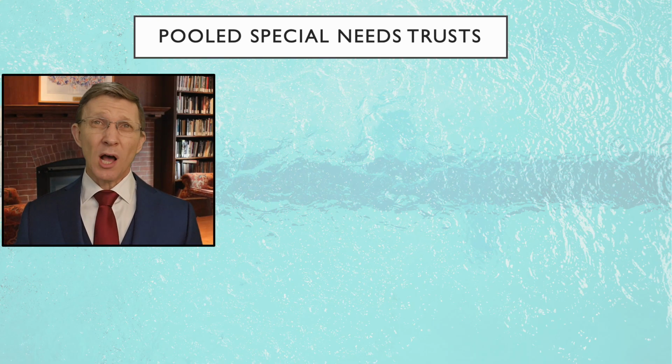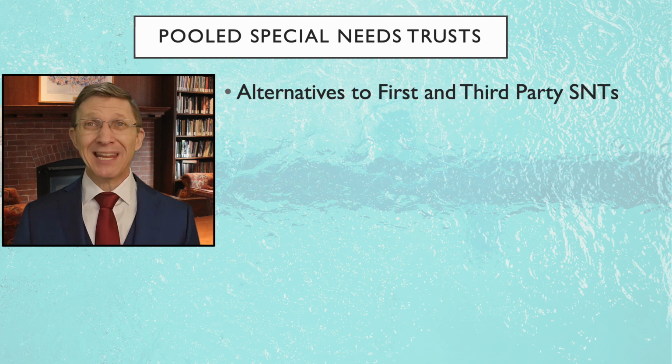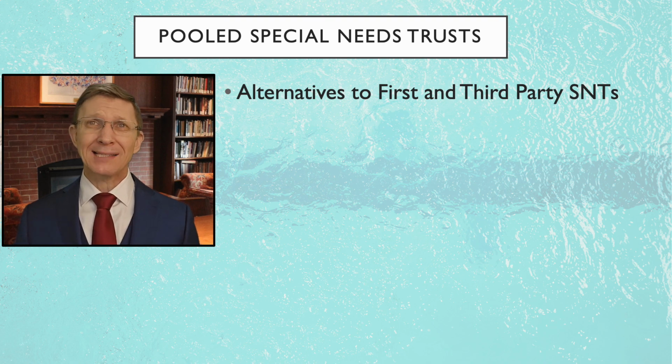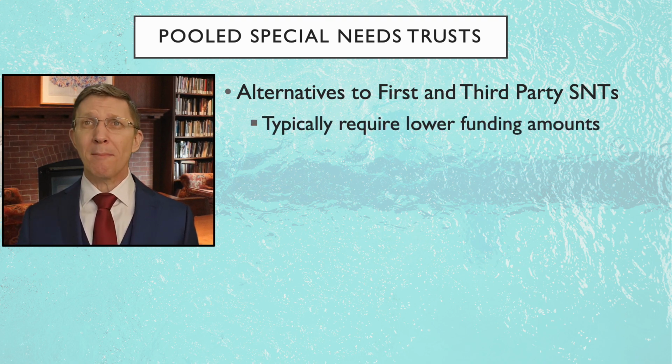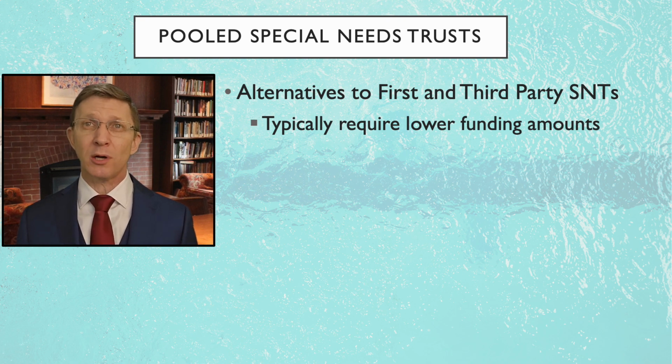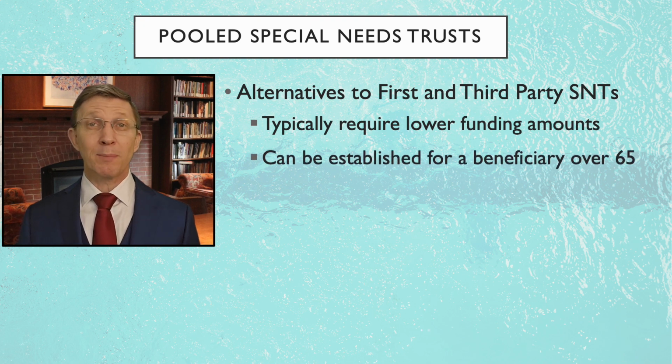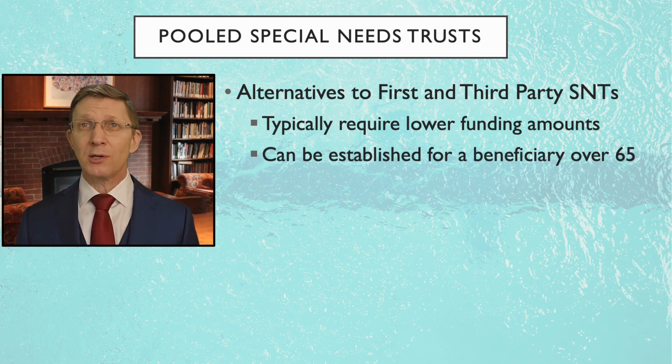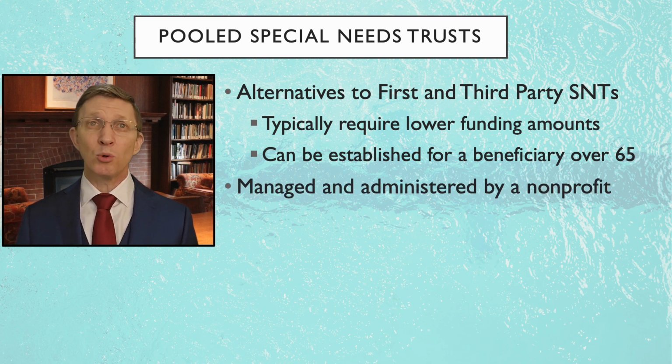Pooled SNTs offer alternatives to both first-party and third-party SNTs, which are costly and complex to establish and administer. Pooled SNTs typically require lower amounts because they pool and invest funds contributed for many beneficiaries. Unlike first-party SNTs, pooled trusts can be established for beneficiaries over 65 years of age. A nonprofit entity manages and administers a pooled trust.